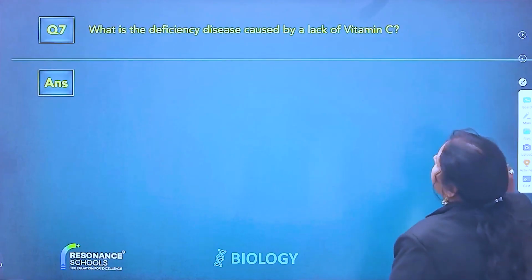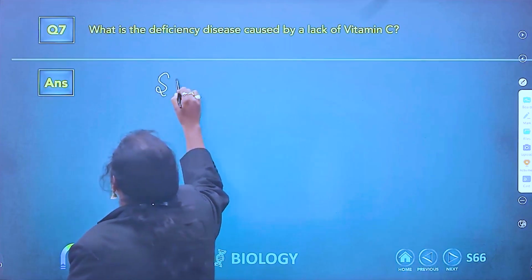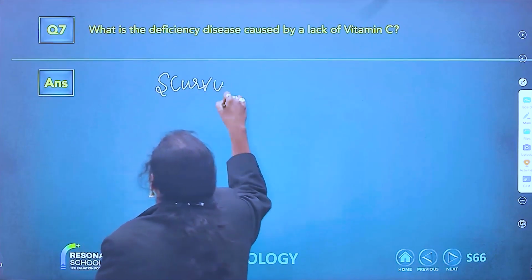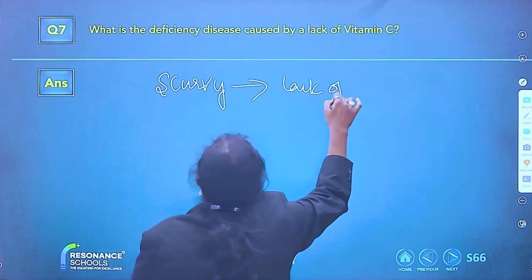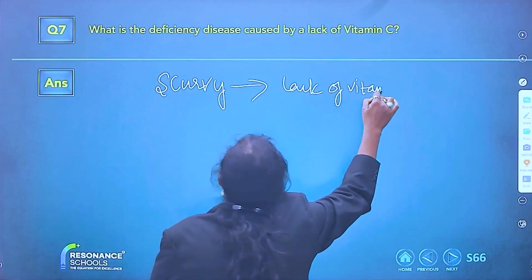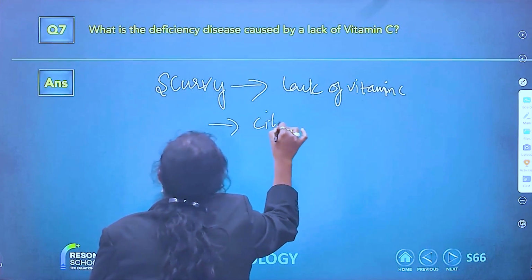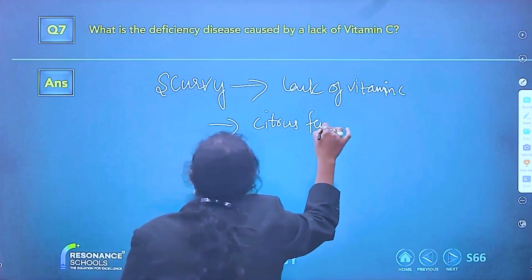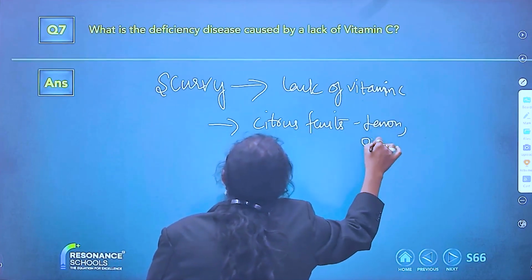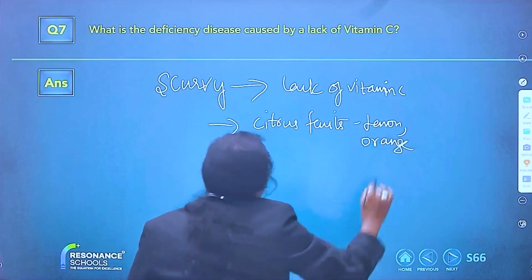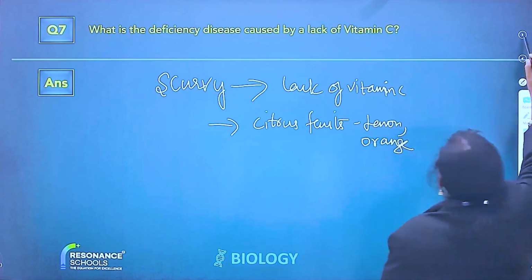What is the deficiency disease caused by lack of vitamin C? Yes, we already discussed it: scurvy. Scurvy is the deficiency disease caused by lack of vitamin C. Where do we find vitamin C? In citrus fruits, especially lemon, orange and the family of oranges. Okay, next question.